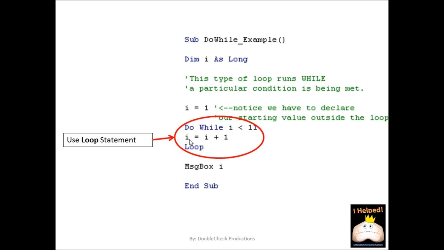And the idea is that I, which is currently set to 1, will keep having 1 added to it while it's less than 11. So what that means is it's going to go 1, 2, 3, 4, 5, 6, 7, 8, 9, 10, and it's going to keep looping. But the minute it hits 11, it's going to exit that loop, and then we're going to have a message box here that displays I. We're going to have an example of this later.